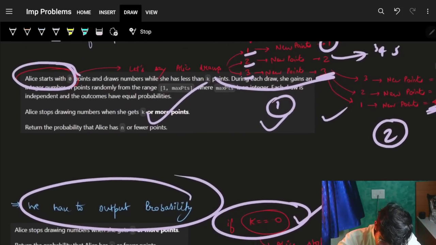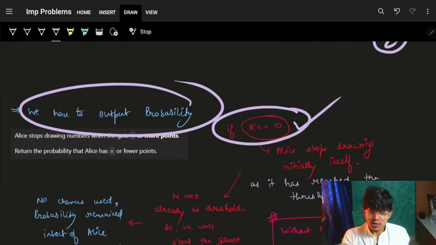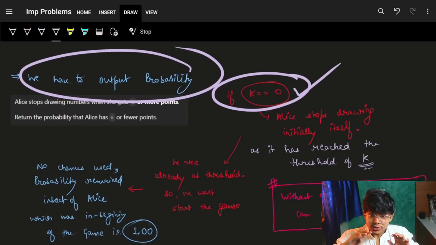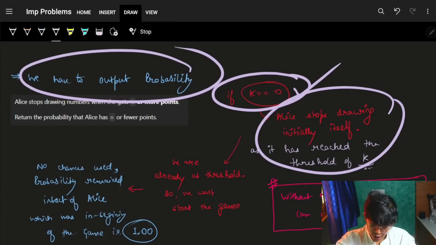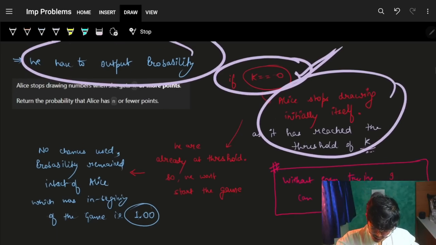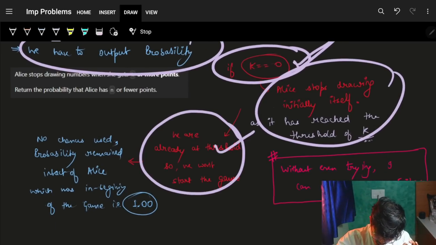Initially, Alice has 0 points itself. And that is the question saying, okay, k is 0, which means the threshold has been reached. Alice has not even started and she has been told, hey, stop, because you have reached your points. But Alice will say, okay, I have not even started. What are you doing? That is the reason. Alice, which means we have reached the threshold, so basically we can't even start the game.